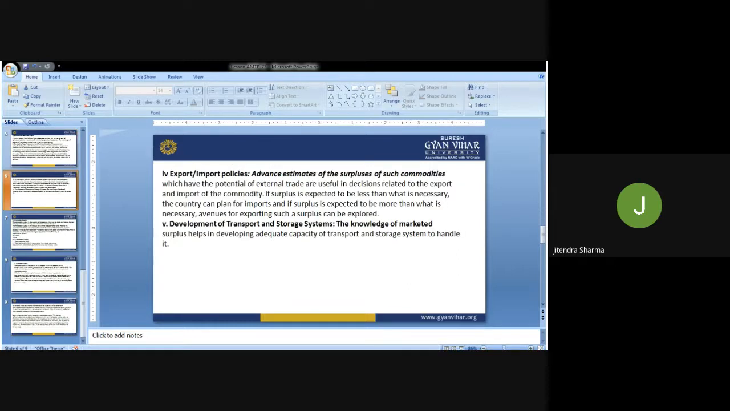And we know that for the export and import policy, an advanced estimate of the surplus of such commodities that have the potential of external trade is useful in decisions related to the export and import of the commodity.